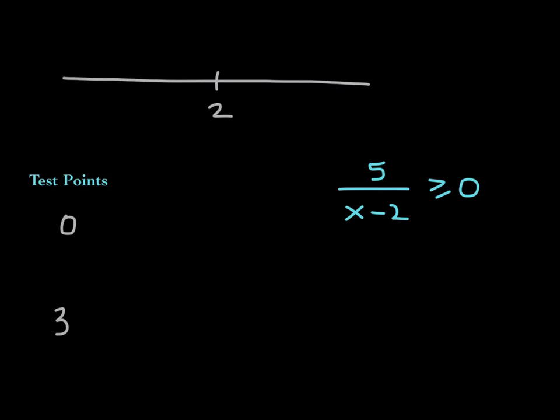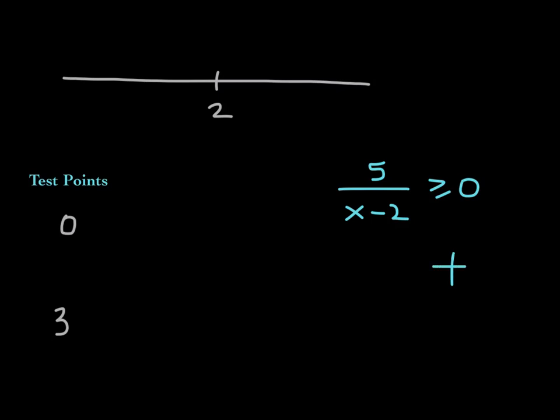Okay, everybody, so here we go. I chose 0, which is less than 2. Again, choose anything you want less than 2. And I chose 3, which is greater than 2. Now, I'm going to plug them in here for x. Notice that the numerator is always positive. It's positive 5. It's fixed at 5. And remember that you're looking for greater than or equal to 0, so you're looking for plus signs, right? Let me put that next to this. So this means you're looking for plus signs, all right?